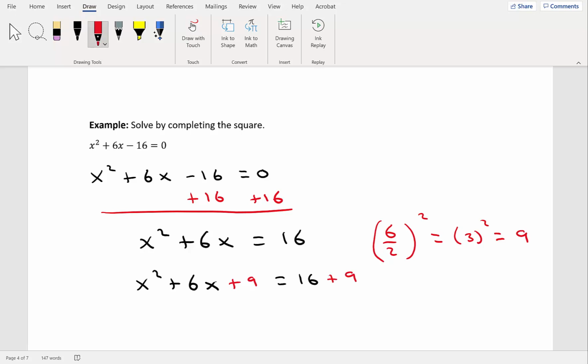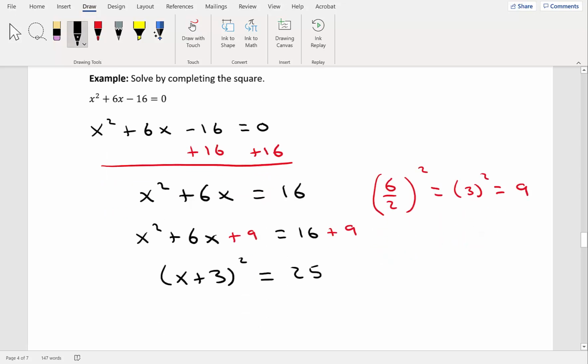Now, since I added 9 to both sides, my equation is still balanced. On the left-hand side, x squared plus 6x plus 9 factors into x plus 3 times x plus 3. But instead of writing it out twice, I can rewrite it as x plus 3 raised to the second power. So I have x plus 3 raised to the second power is equal to, now 16 plus 9, I get 25.